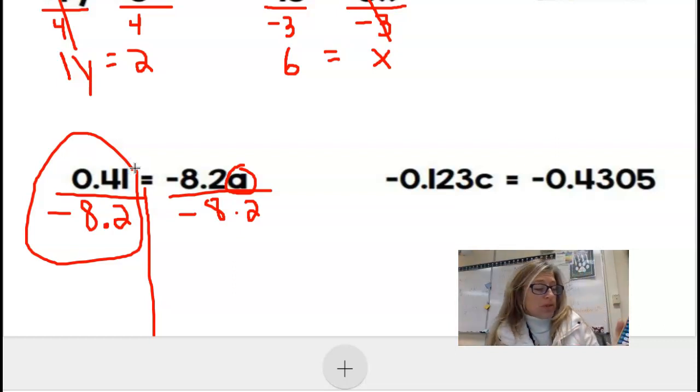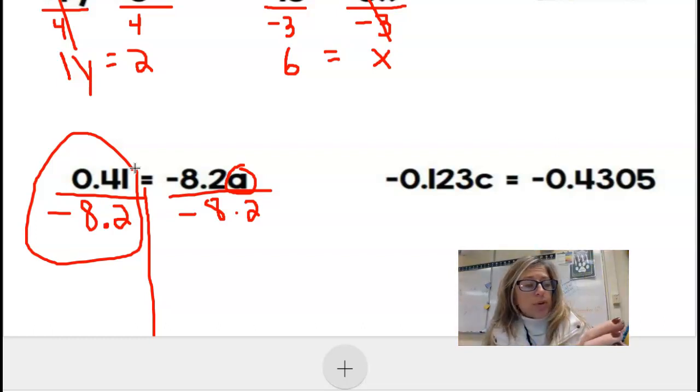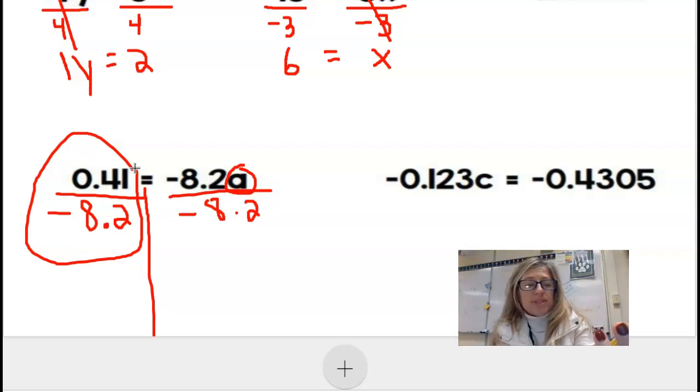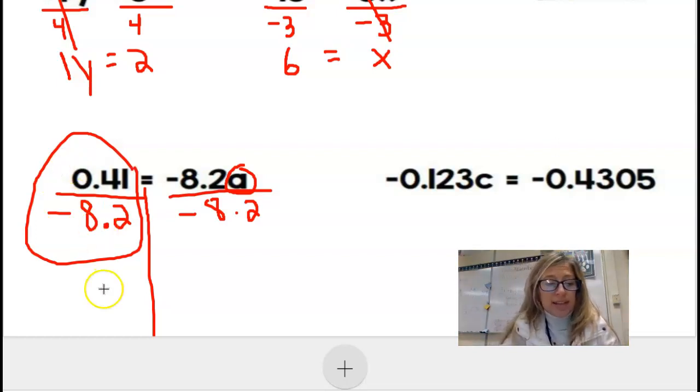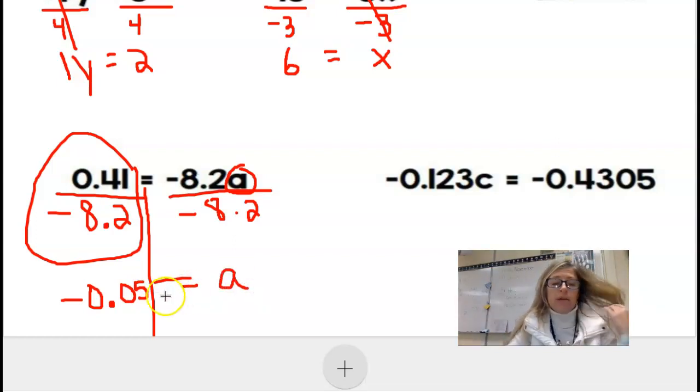The top number. So I'm going to press 0.41. Is that in there? There you go. And I'm going to press divide, dividing by negative 8.2. Okay, does everybody see this? And I'm going to press equals or enter, and I get negative 0.05. Be very careful to write the correct number, and that equals A, okay?